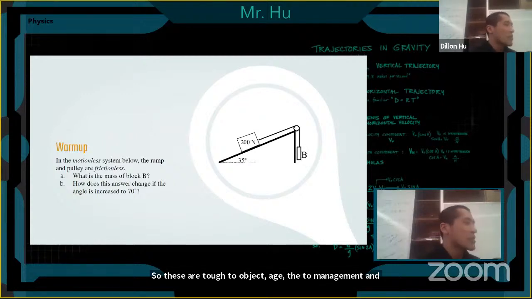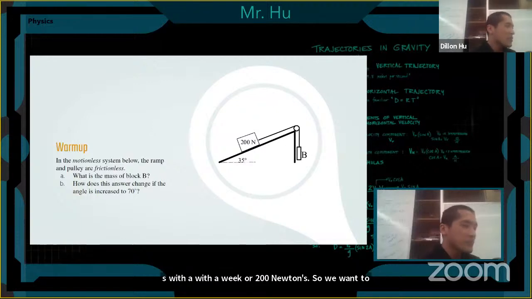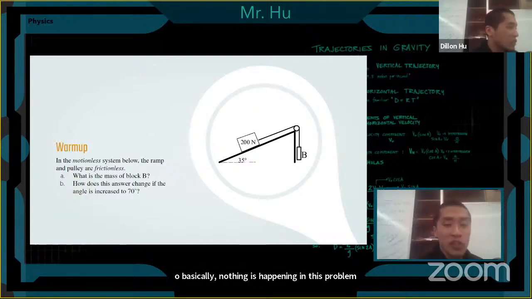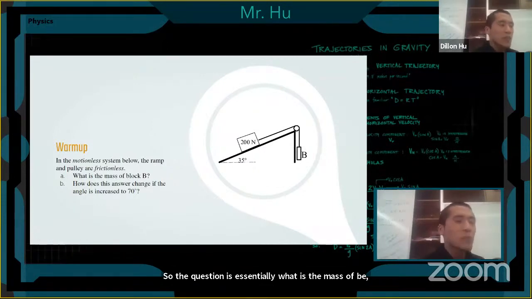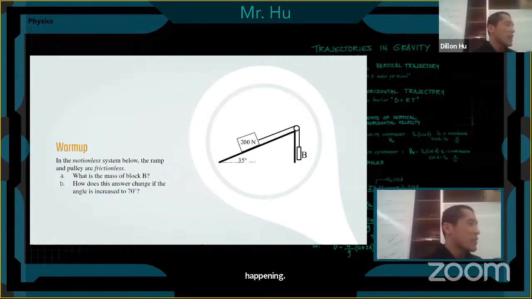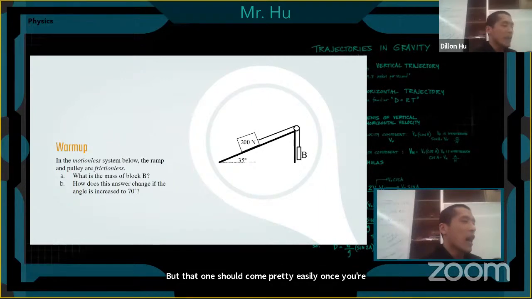So we want to figure out what is the mass of block B. Now this system here is in equilibrium because it is motionless and the ramp and pulley are frictionless. So basically nothing is happening in this problem. The question is essentially, what is the mass of B that allows this system to be completely boring and have nothing happening? Then I want you to answer, how does this answer change if the angle is increased to 70 degrees? But that one should come pretty easily once you're able to do A.